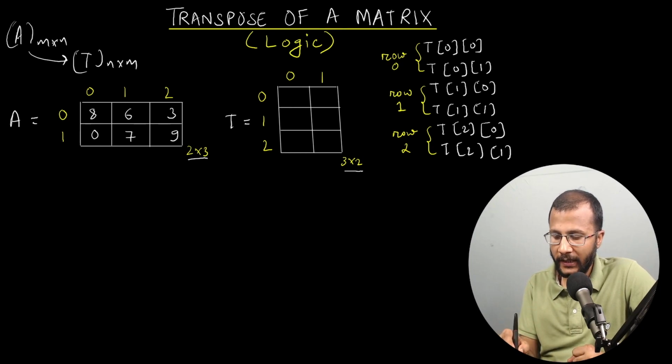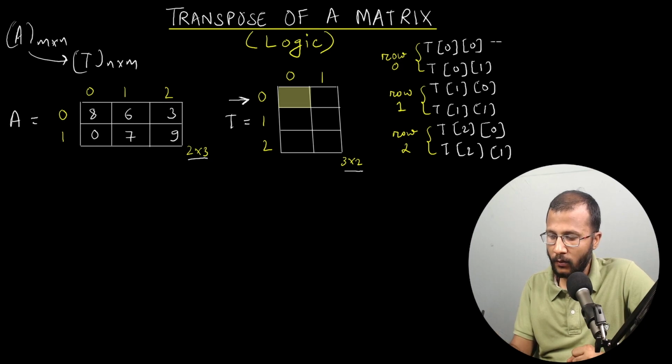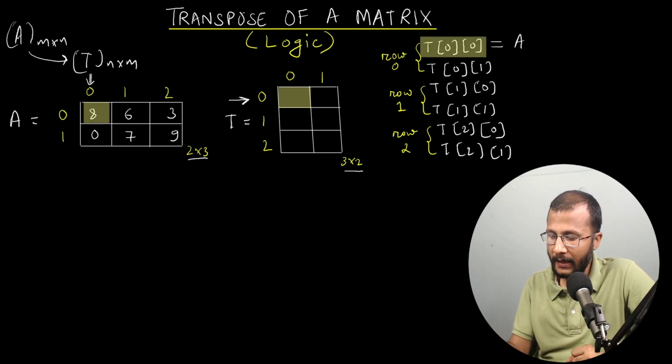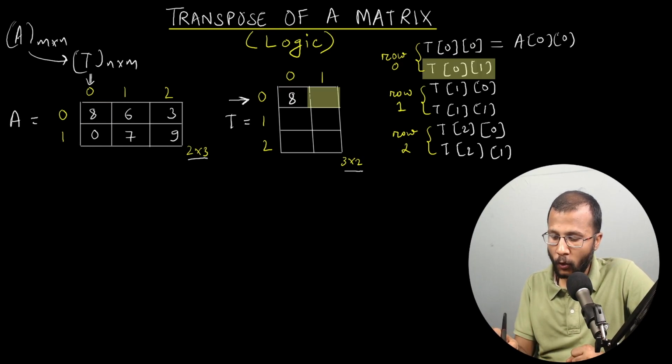So first we'll go to row 0, row index 0. What is the value that will be placed at T00, at row 0, column 0? The value that's going to come here is nothing but the value from the first column of the original matrix. So in the row I'll copy the column. The first value is A00, which is 8. I'll copy 8 here.